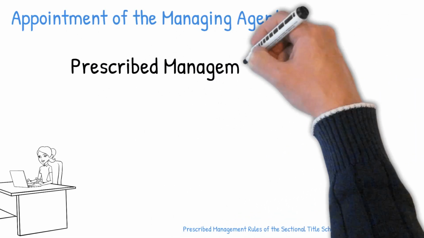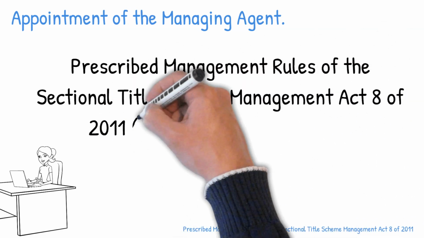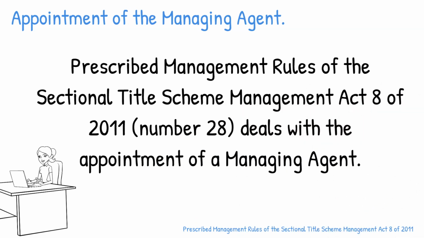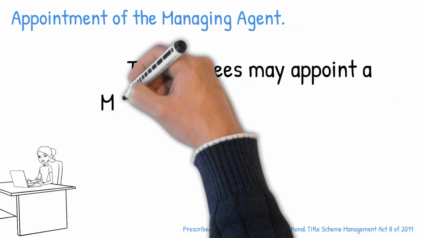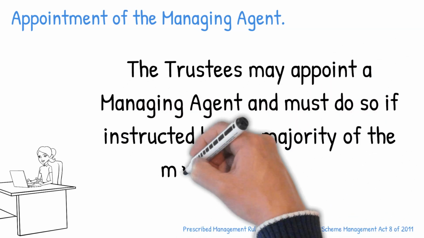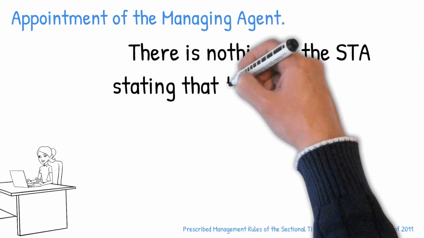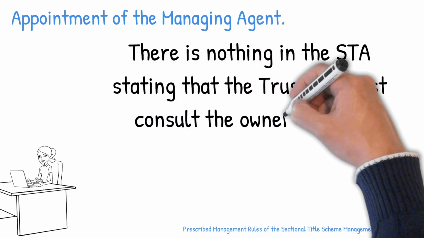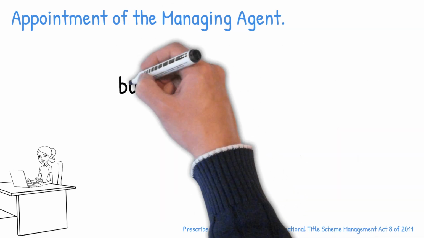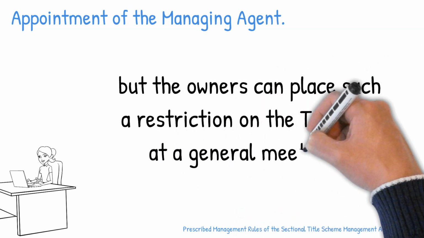In the Prescribed Management Rules, number 28, of the Sectional Title Scheme Management Act, 8 of 2011, deals with the appointment of a managing agent. The trustees may appoint a managing agent, and must do so if instructed by the majority of the members of the body corporate. There is nothing in the Sectional Title Act that states that the trustees must consult the owners before making a decision to appoint a managing agent. But the owners can place such a restriction on the trustees at a general meeting.